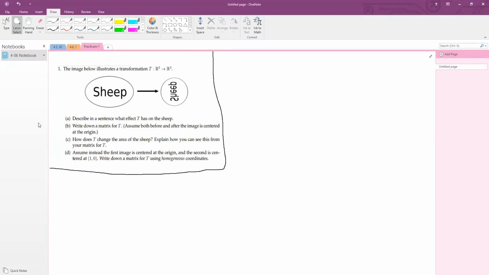Well, it's okay. Anyway, so all right, we have this transformation, right? We're taking the sheep and flipping it in some way such that it looks mirrored, rotated, and also compressed, right? Because it started off as an oval and ends more of a circle. And they want us to describe in a sentence what effect T has on the sheep. Okay.